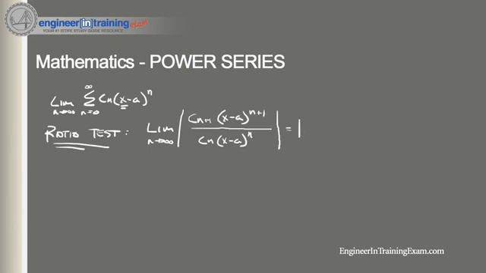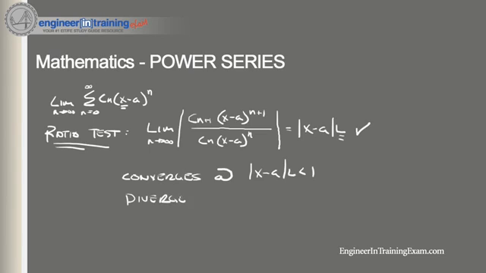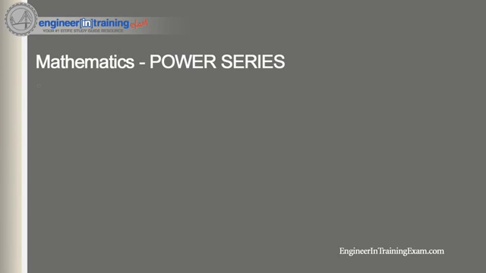Now, if that limit exists and is equal to the absolute value of x minus a multiplied by the limit L, then the ratio test tells us that that specific power series converges at values where the absolute value of x minus a times L is less than 1, and it diverges where x minus a times L is greater than 1. If x minus a times L is equal to 1, the test is inconclusive. So this is called the ratio test, and it is what we would use to determine the convergence of a specified power series. So let's look at an example here.